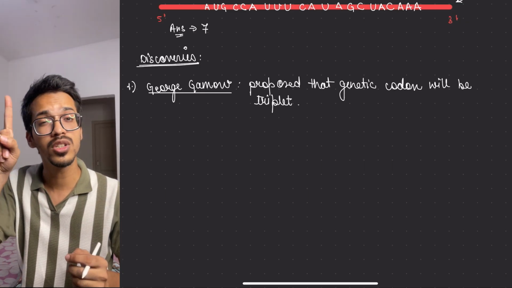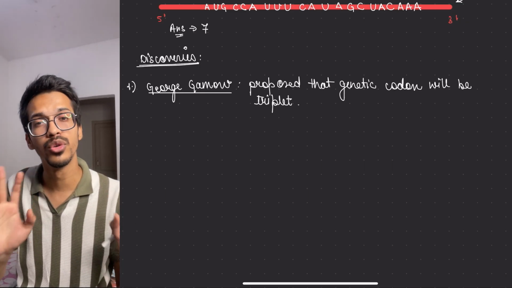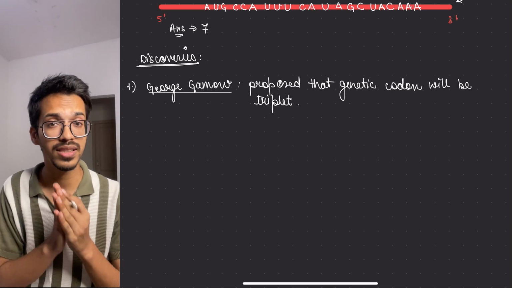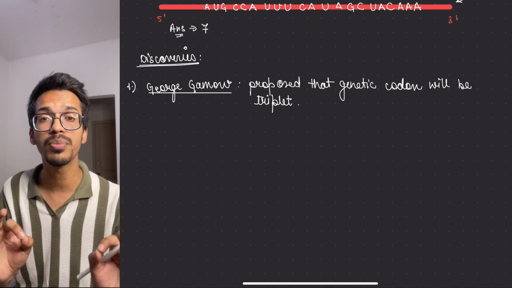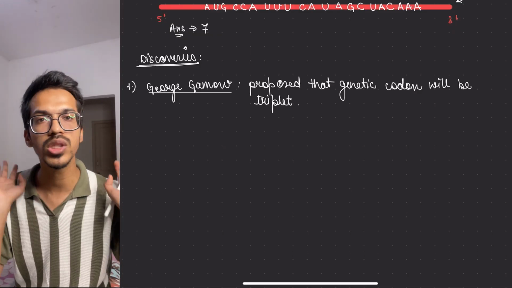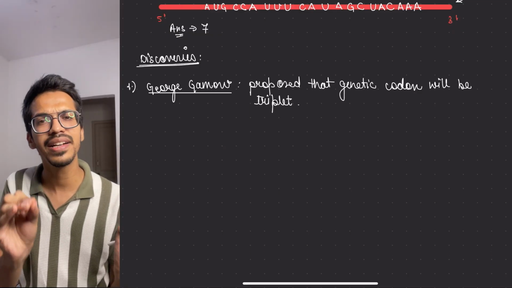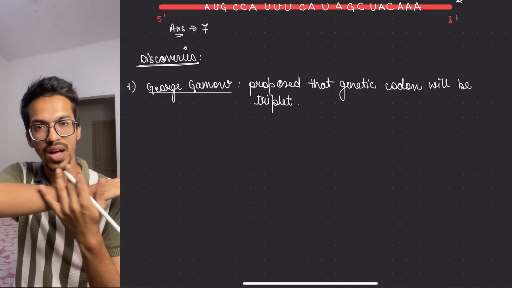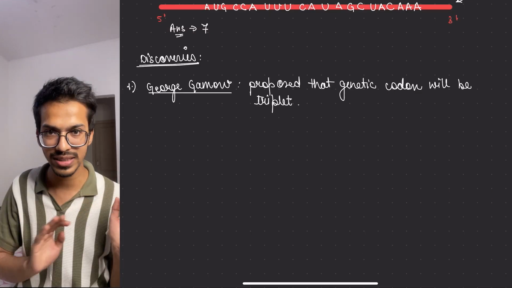For this, the first thing George Gamow knew is that there are a total of 20 amino acids needed in our body for protein synthesis. This fact was clear to him. So let's see how the different 20 amino acids will be there. Just imagine that this is the one thing and on this, different amino acids are present.